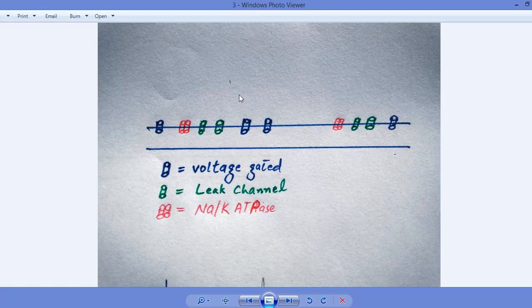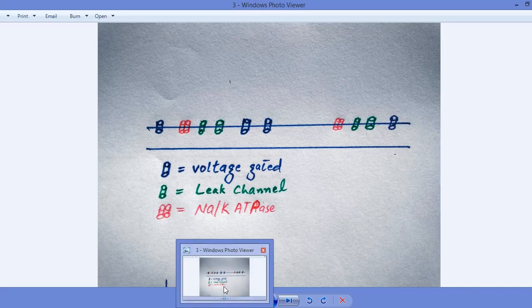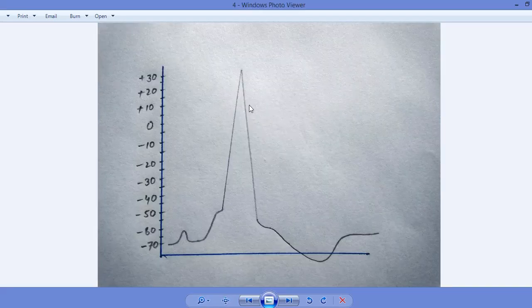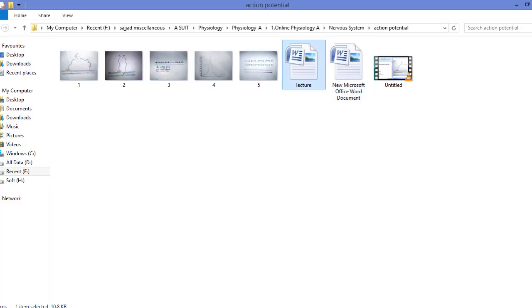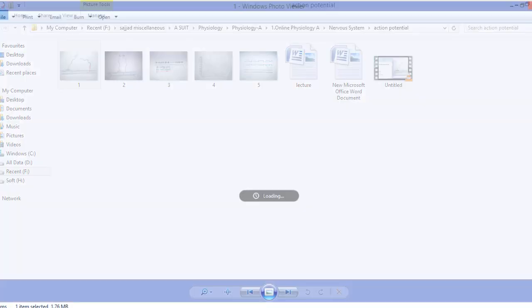So this abrupt leak out of the potassium by the opening of the voltage gated potassium channel will do what? It will give a very big shift from positive towards negative. And this shift from plus 30 to minus 70 is called repolarization, because the membrane will become polarized again.